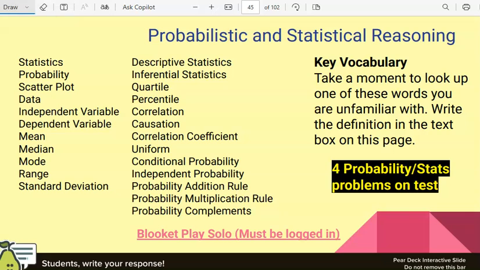This video goes over probability and statistics questions that could show up on the TSIA math. Take a moment to look at these vocabulary words. If you're unfamiliar with any of these, look up what they are and what they mean.